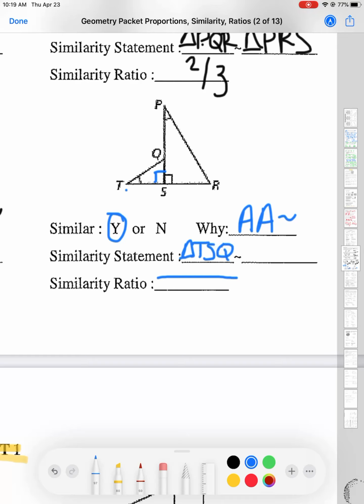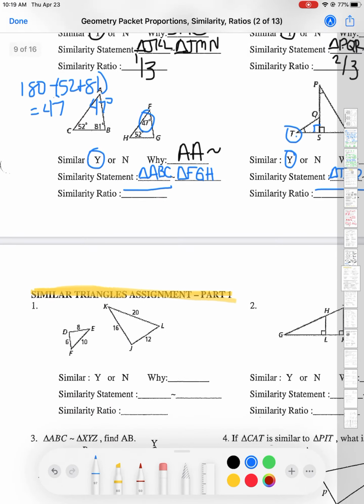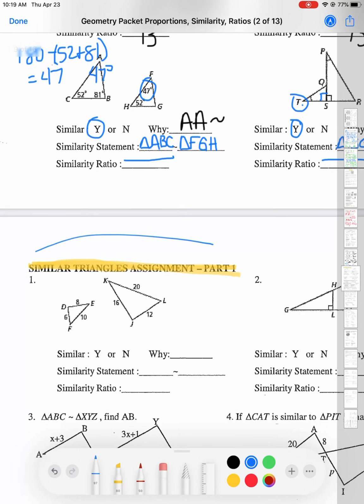So triangle TSQ is similar to triangle PSR. And remember, it does matter how you list them. I did TSQ just because it was easy to see T and then the right angle and then the non-marked angle. And then PSR, the S should be in the same position no matter how you listed it.